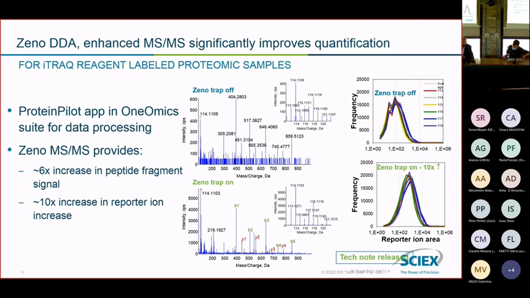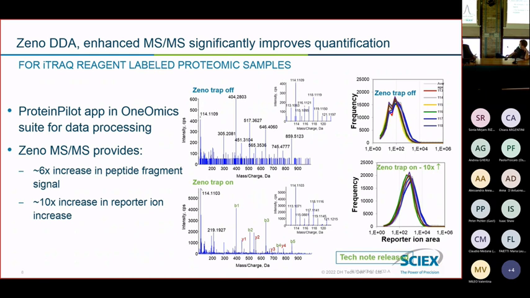So the first one is, if you look at the increase of the overall signal in the spectra, when you compare the spectra with Zeno TOF off versus Zeno TOF on, keep in mind this is data from the same system, you realize that the entire spectrum is enhanced. So regarding the peptide fragments, you'll see an average of 6 times increase in signal. But if you recall what I said before, the improvement is not linear, it's actually exponential as the M/Z decreases.